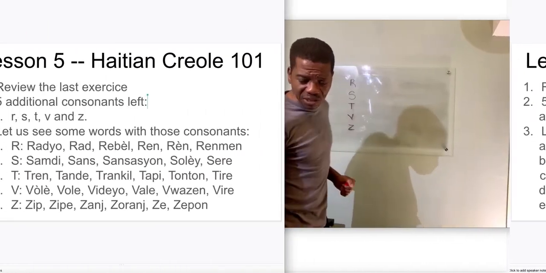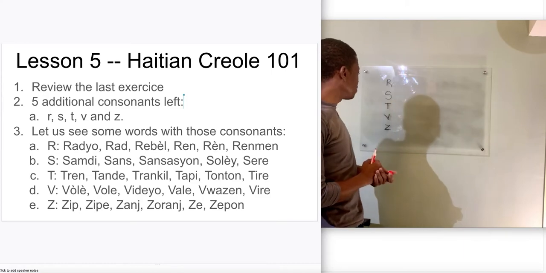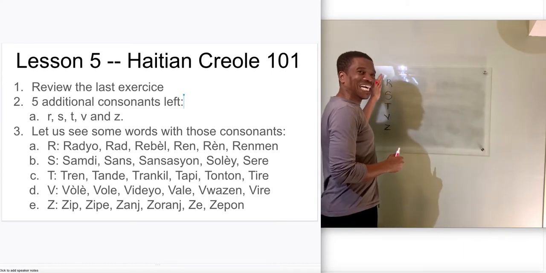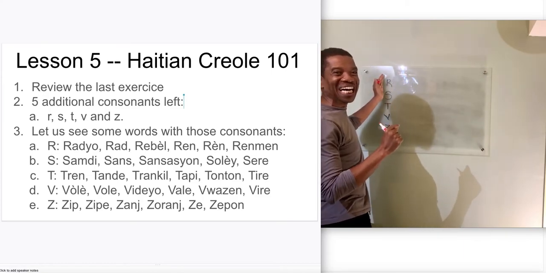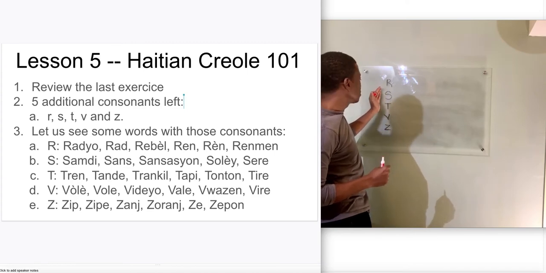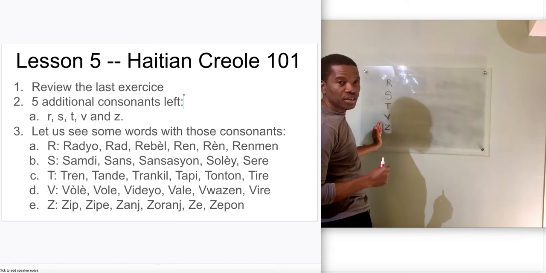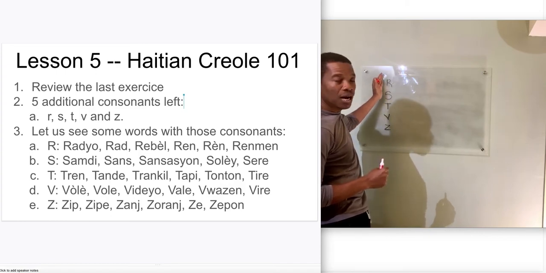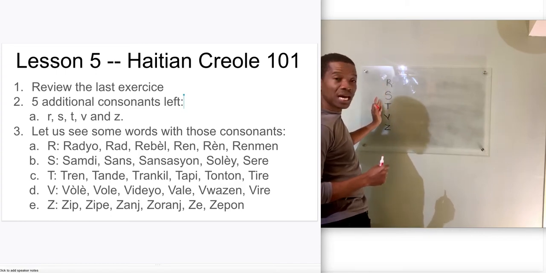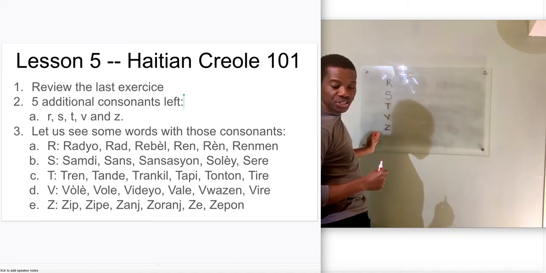All right? The last 5 consonants we have them on the board already. It's r, s, t, v, z. Let's do it again. R, s, t, v, z.